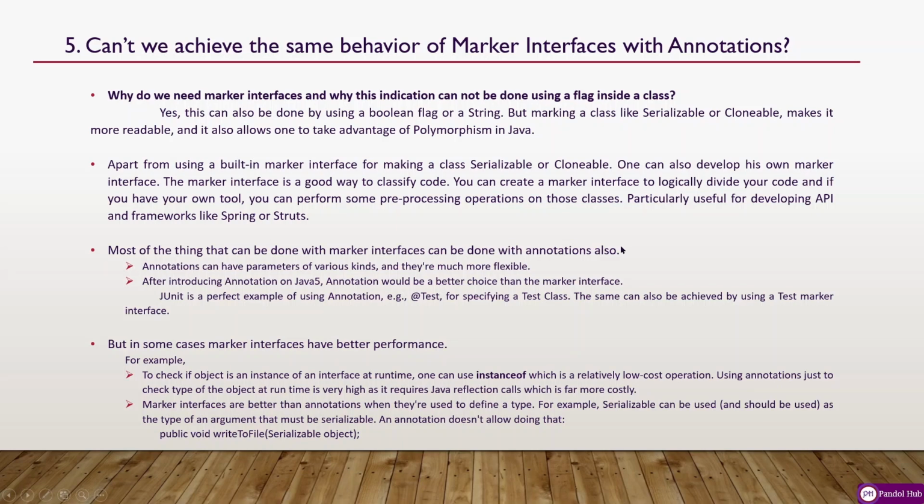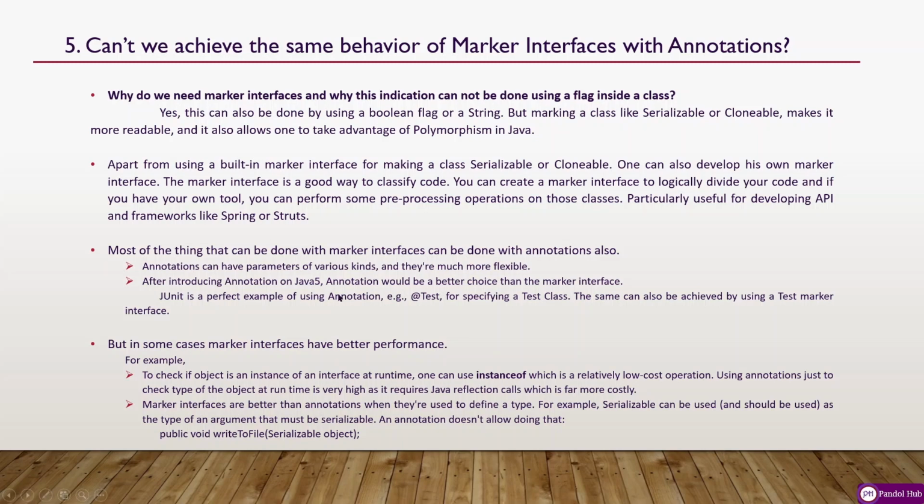As I previously mentioned, we can have the same behavior of marker interfaces using annotations also. Annotations can have parameters of various kinds and they are much more flexible. Unlike marker interfaces, annotations can have parameters, but marker interfaces don't have variables, fields or methods. After the introduction of annotations in Java 5, annotation would be a better choice than the marker interface.